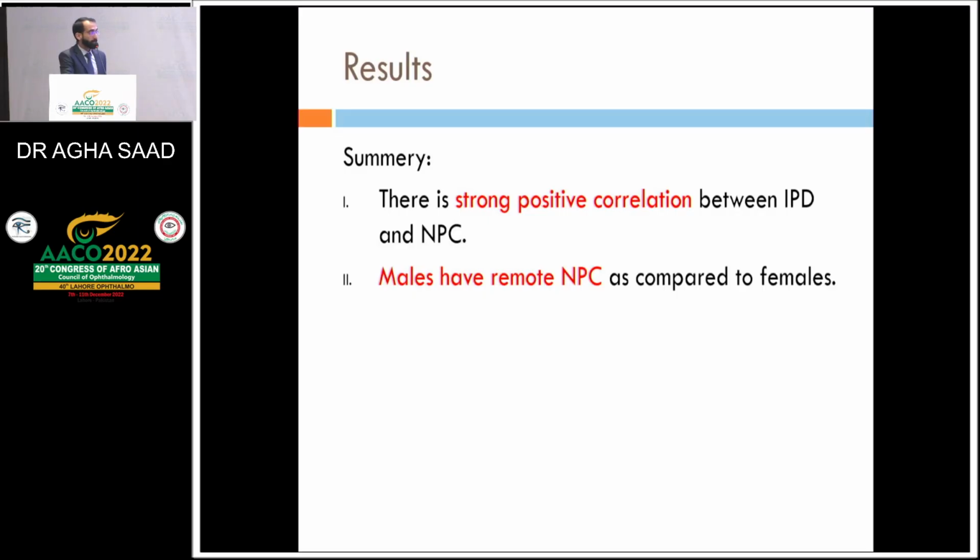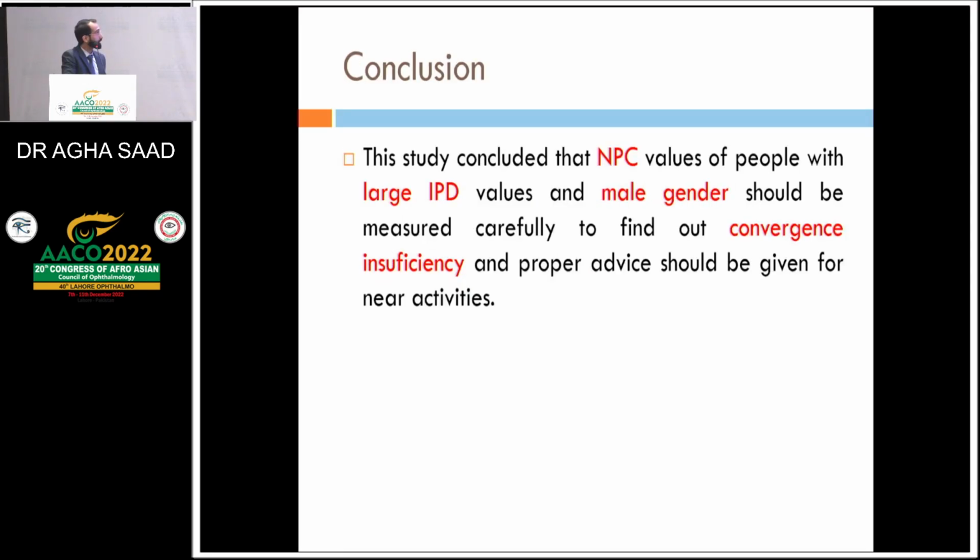So if we summarize the results, there is a strong positive correlation between interpupillary distance and near point of convergence, so people with large interpupillary distance will have a remote near point of convergence. Males have a remote near point of convergence as compared to females. So we concluded the study that NPC values of people with larger interpupillary distance and male gender should be measured carefully to rule out convergence insufficiency, and proper advice should be given for near activities.